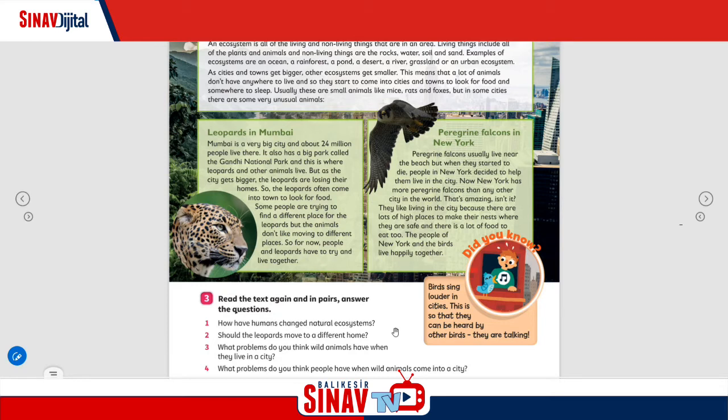Question 2. Should the leopards move to a different home? It would be better for leopards to be in a natural place to live, but it is difficult if they don't want to move. Question 3. What problems do you think wild animals have when they live in a city? In the city, people might be afraid if they see animals and try to kill them. They could be hurt by traffic. They might eat things that are not good for them.